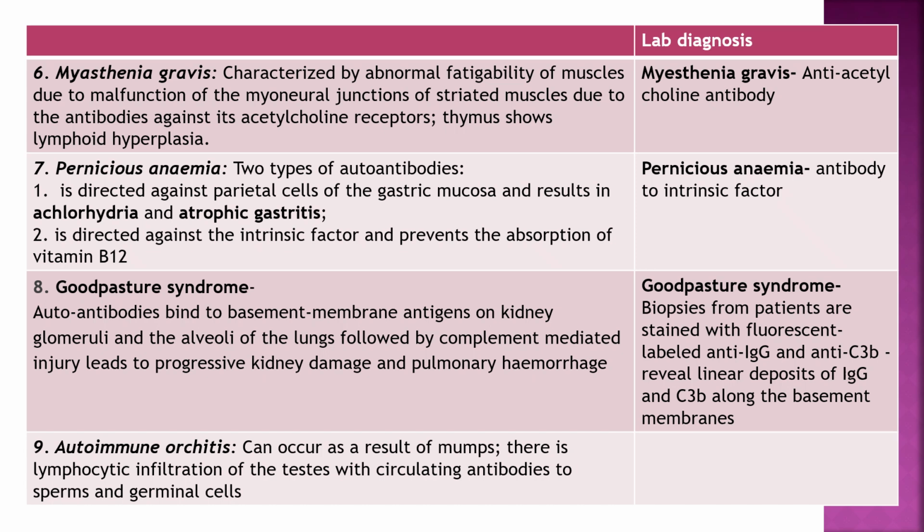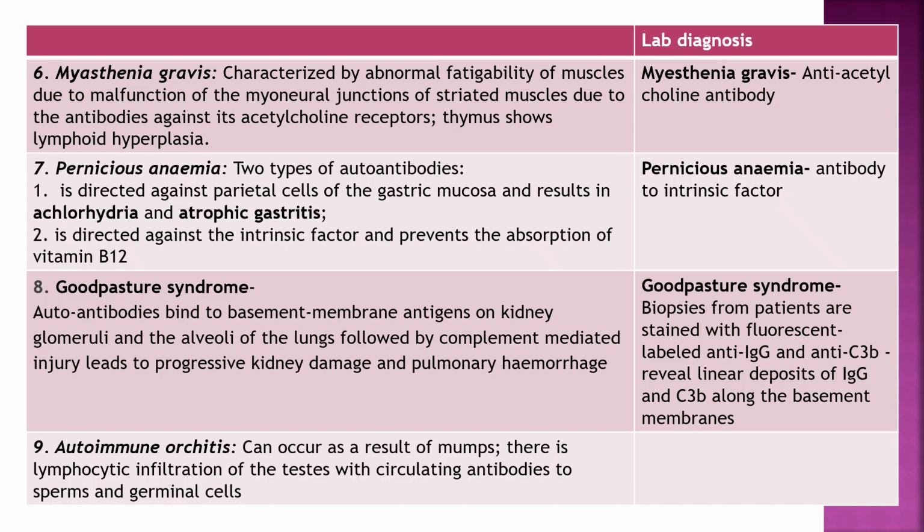Pernicious anemia: two types of autoantibodies are there. The first is directed against parietal cells of the gastric mucosa and results in achlorhydria and atrophic gastritis. The second is directed against intrinsic factor and prevents absorption of vitamin B12. So in that, antibody to intrinsic factor is detected.